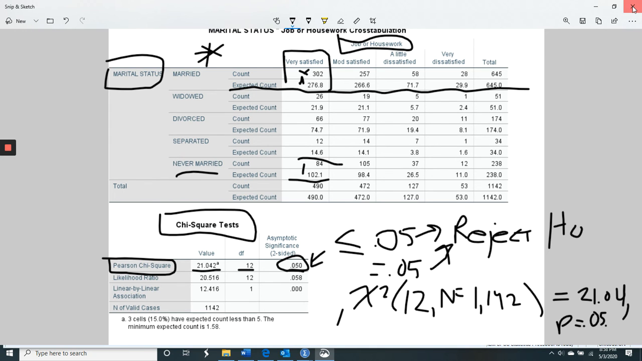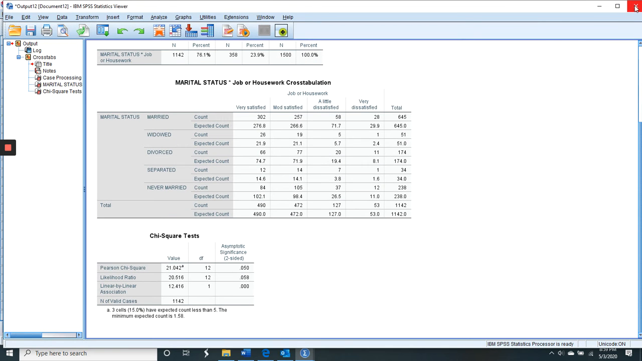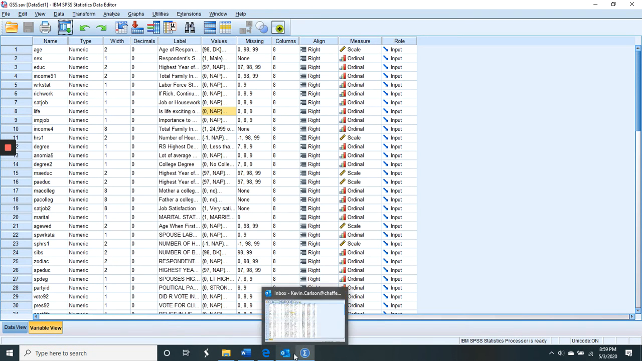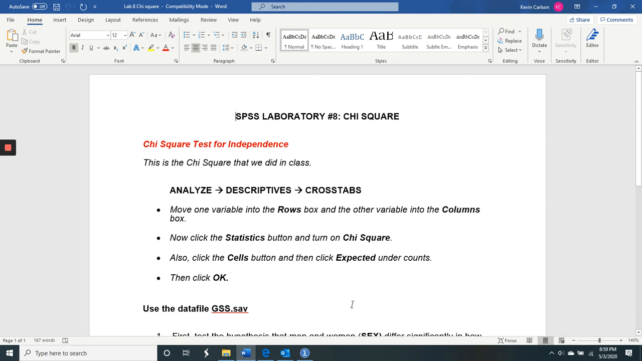So this is what you have to do for the lab. I'm going to show you the analyses that are part of the lab, and I will save these outputs for you.